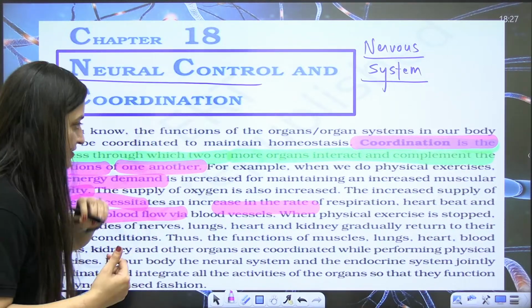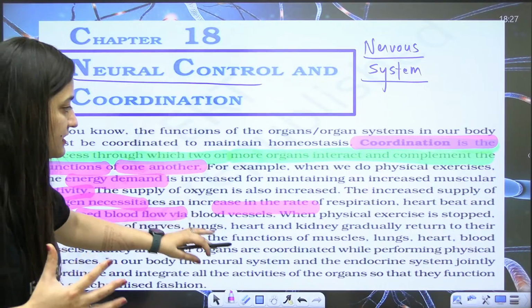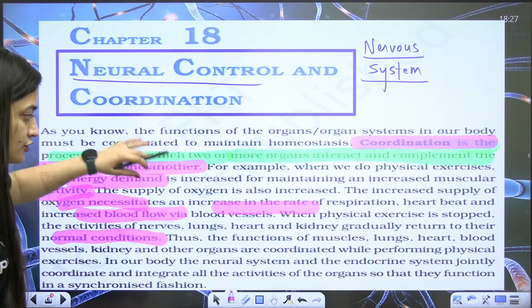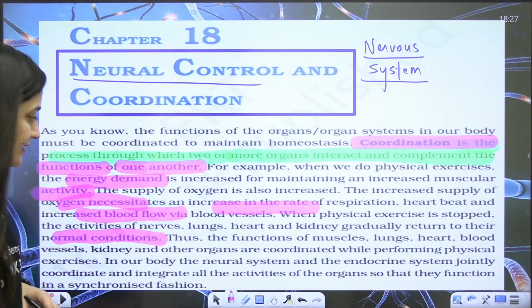right? When we stop the physical exercise, the activities of nerves, lungs, and heart return to their original or normal condition. So that is how we can see the kind of coordination that we have.